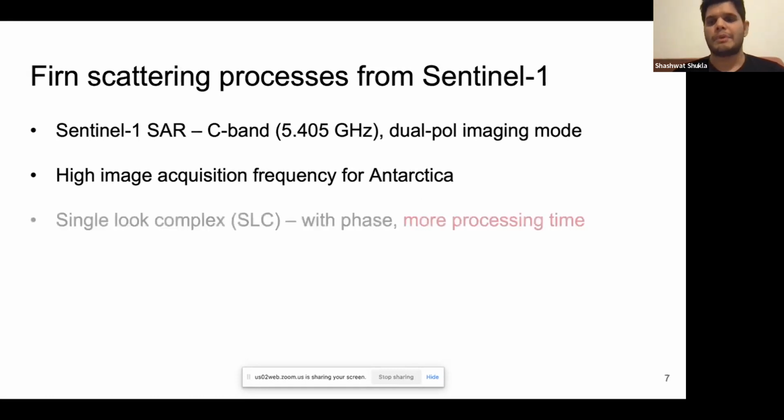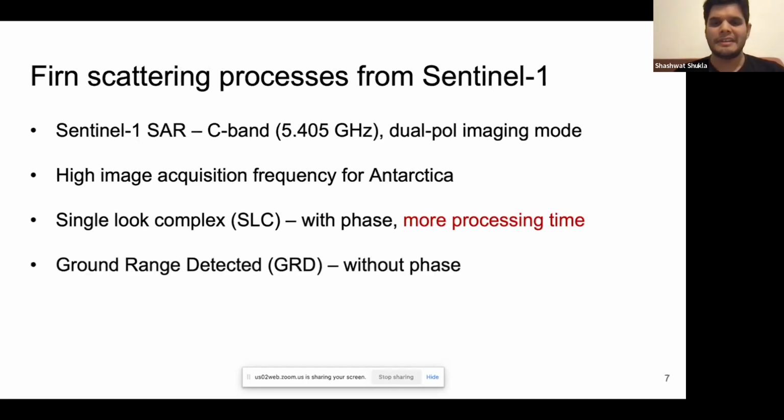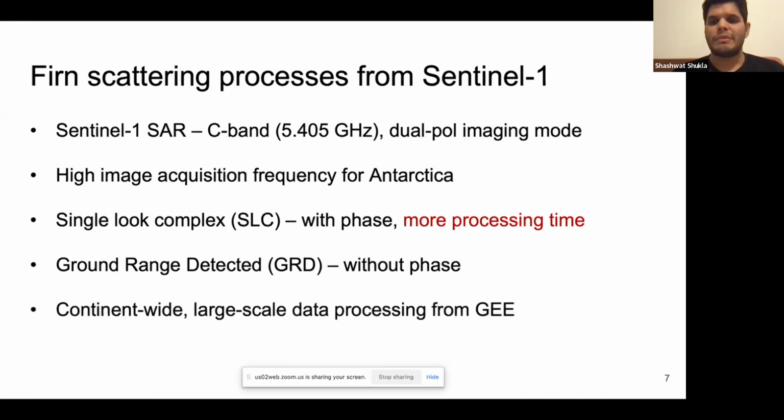Basically, there are two types of products. One is SLC, single look complex, which contains both intensity and phase information. Large-scale computing here is a bit expensive and thus suited for limited extent. On the other hand, we have GRD data, ground range detected, which doesn't have any phase information and has only intensity. This makes implementation easier, especially continent-wide and at large scale. So here we do it using Google Earth Engine. But the next question that arises in our mind is how and what we want to do exactly.